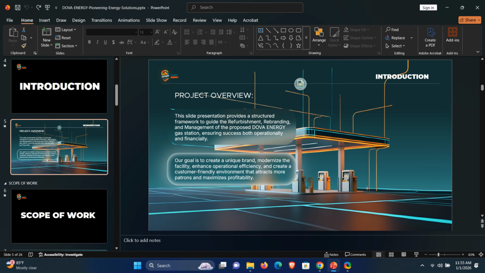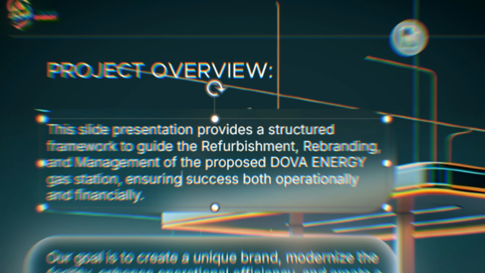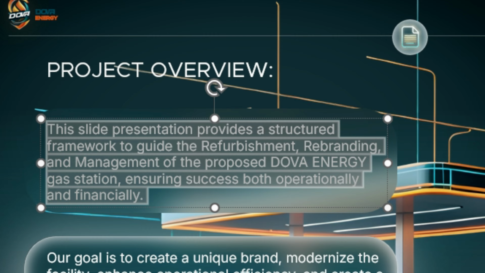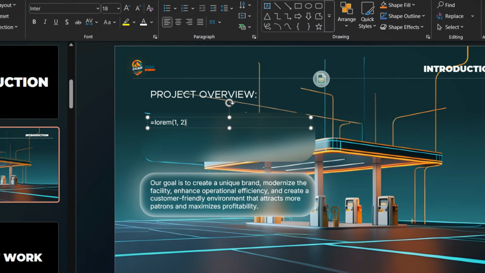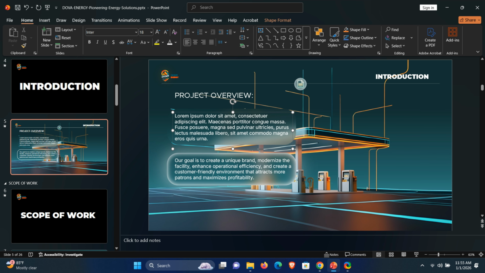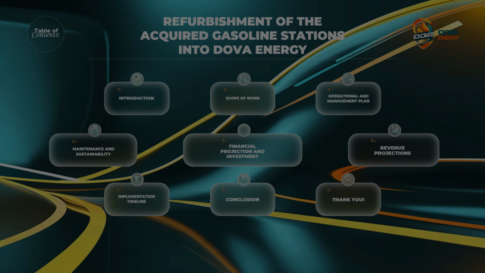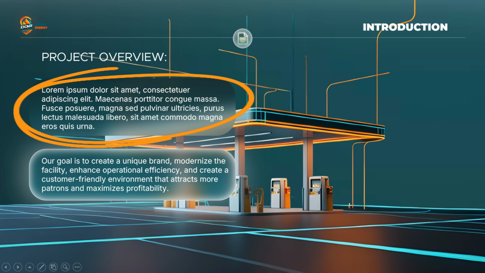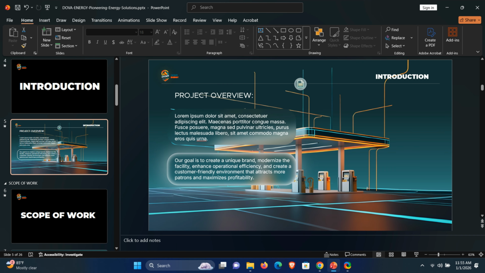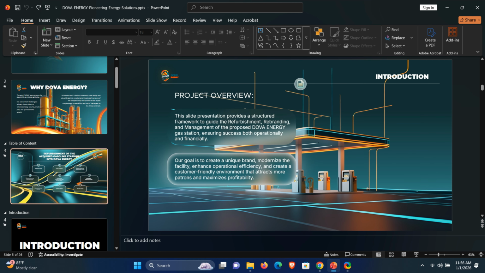Most videos online will tell you to do this. Insert, text box, type equals Lorem open paren, and press enter. Yes, it generates random text, but watch what happens next. Notice the problem? The animation is gone. The text no longer behaves the way it was designed to.